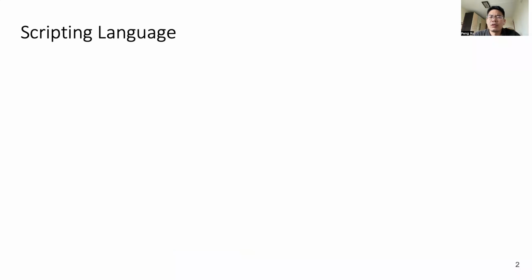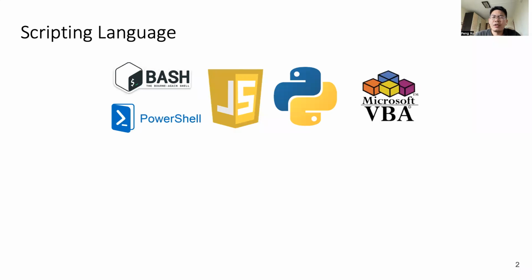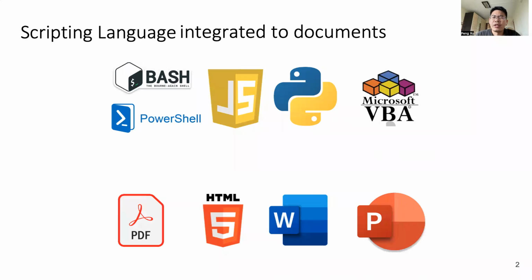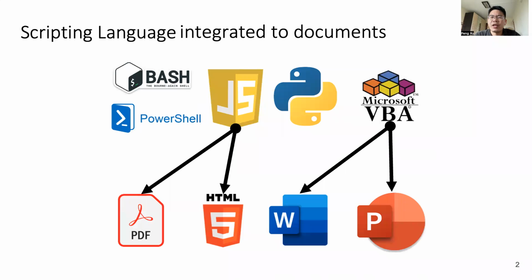As we all know, scripting languages are very useful and powerful. They're very easy to learn and develop. Nowadays, scripting languages are integrated into document processing programs. For example, JavaScript is integrated into PDF and HTML. VBA code is integrated into Office documents. In these programs, embedded script code is usually used to manipulate the content elements of a document.